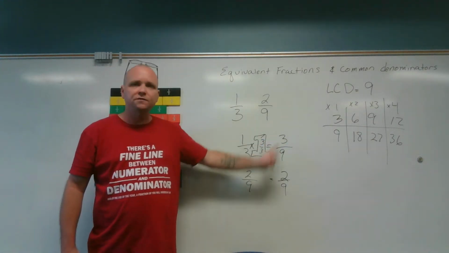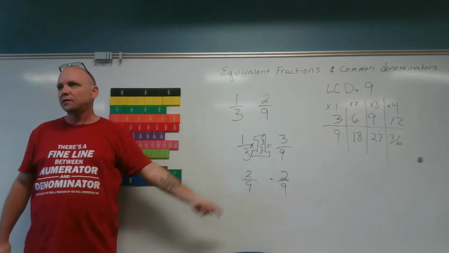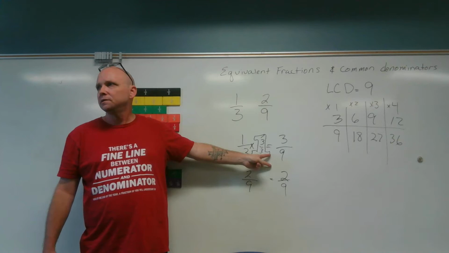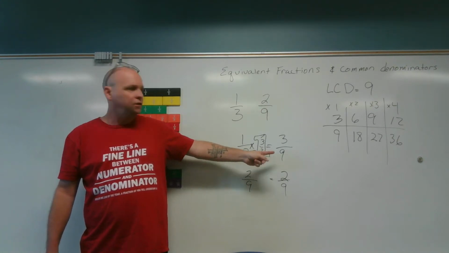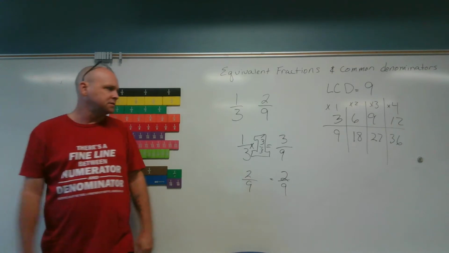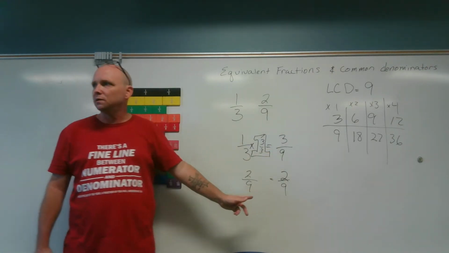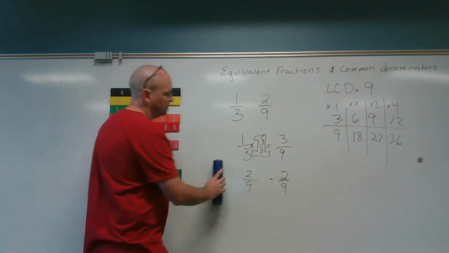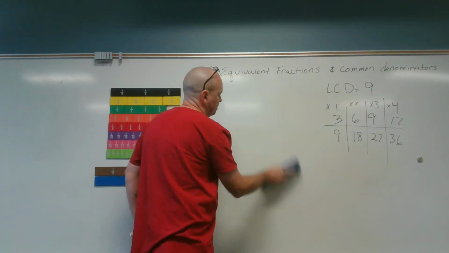Now I could add those if I needed to. I could subtract them if I needed to. If I added them, what would it be, Sahana? 5/9. If I subtracted those, it'd be what? 1/9. Okay?